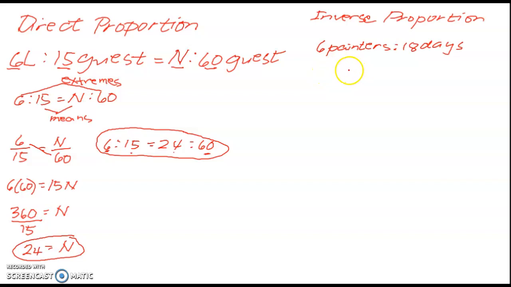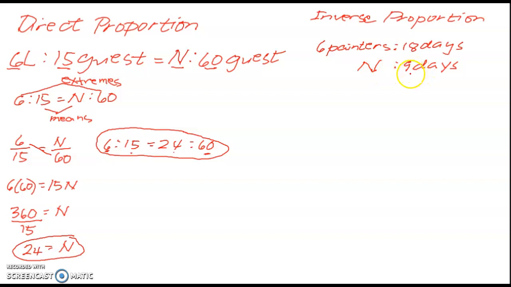But the owner wants to do the job in a shorter period of time. He wants it finished in only 9 days. He doesn't want it to take too long. So, we have here a problem. How many painters will he need to do the job? Because he wants only 9 days.